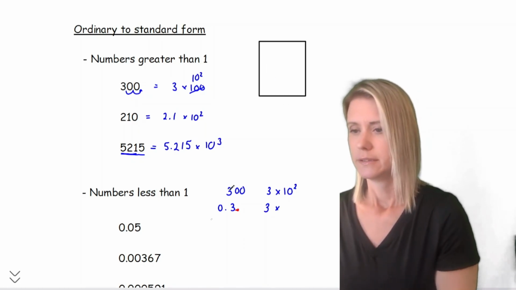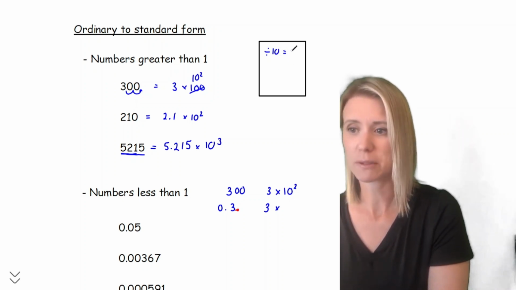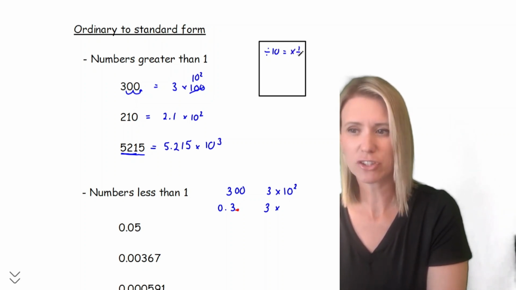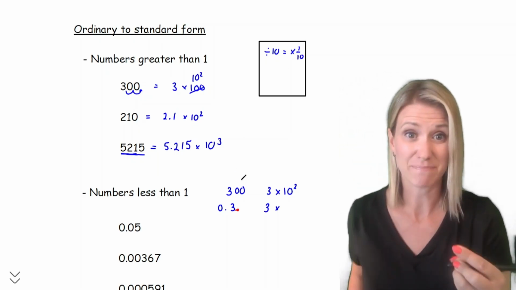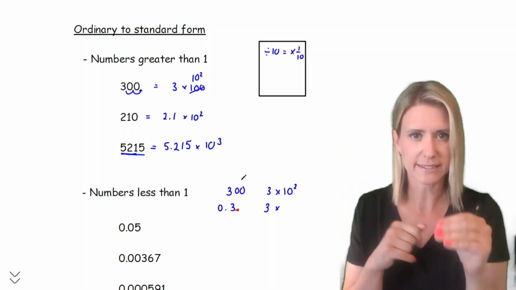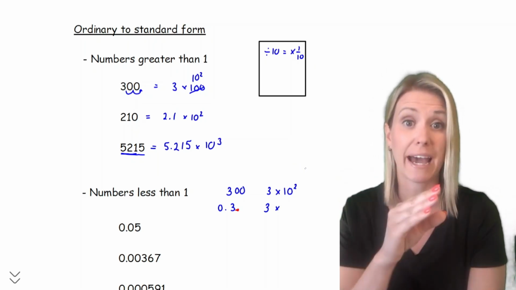Now, dividing by 10 is the same as multiplying by a tenth. If you times a number by a tenth, you're basically dividing it by 10, right? So that's the first step. Dividing by 10 is the same as multiplying by a tenth. But how do we write a tenth as 10 to the power of something?